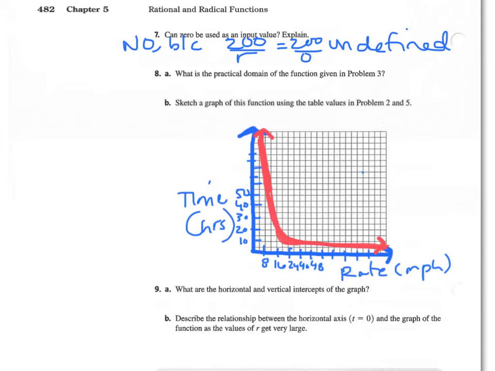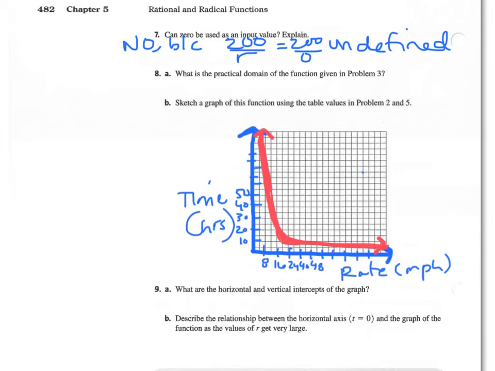So that's our first reason that we can't use that as an input. Our second reason would be that we couldn't go 0 miles per hour. We can get very close to it, so we can use anything just above 0, but we can't use 0 because it doesn't work in the equation and because it wouldn't practically make sense anyway.